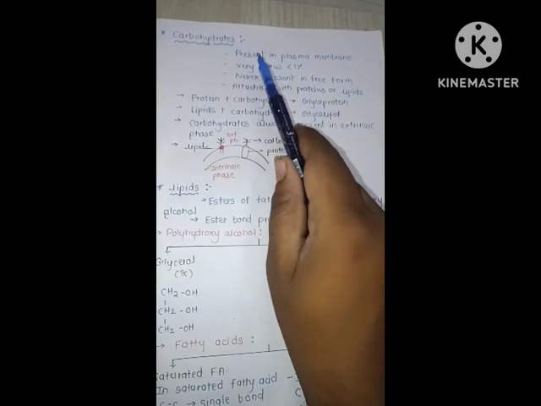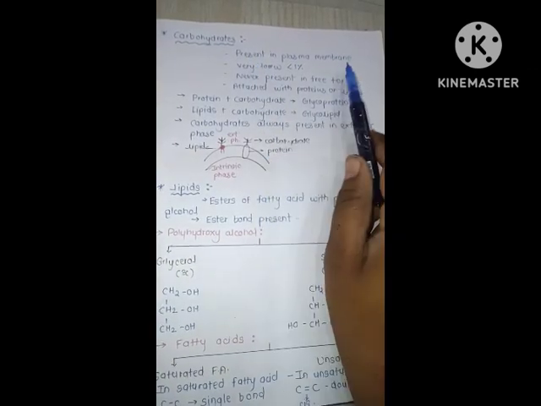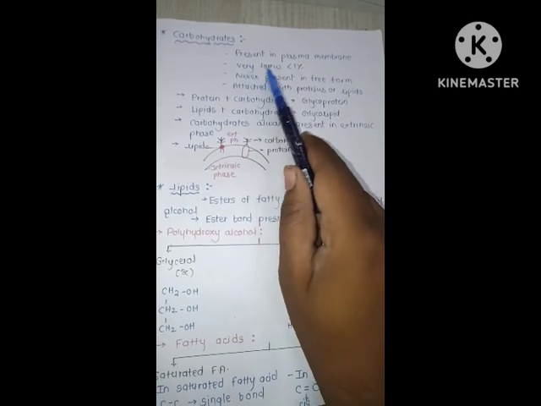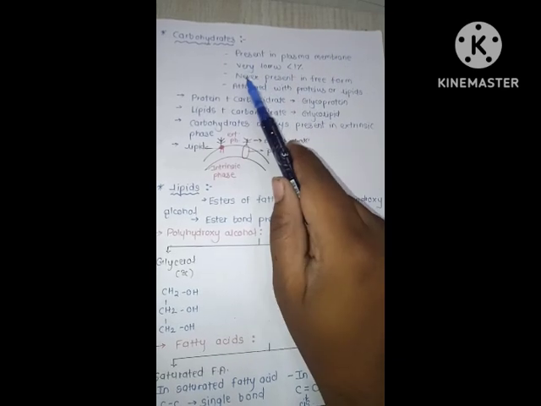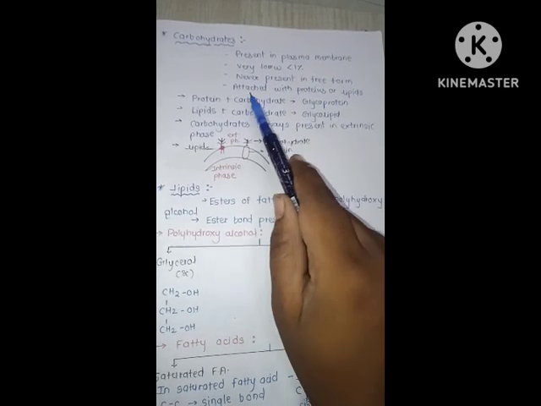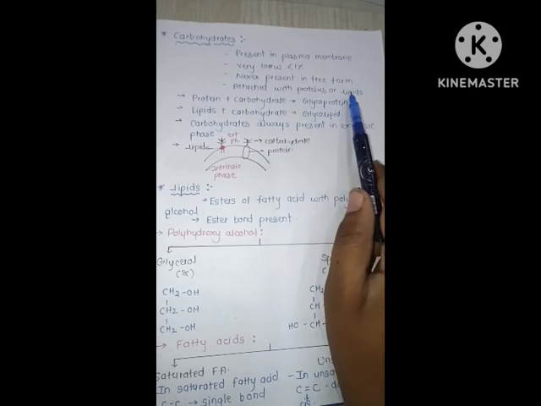Now we see the carbohydrates of the plasma membrane. It is present in the plasma membrane in very low concentration, up to 1%. It is never present in free form. It is either attached to proteins or lipids.